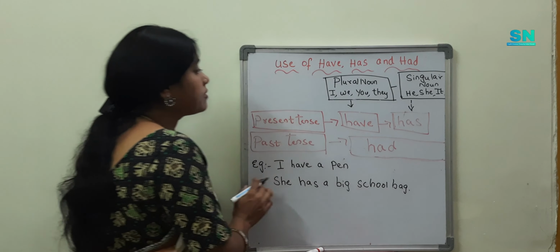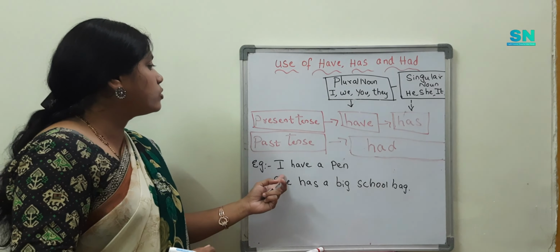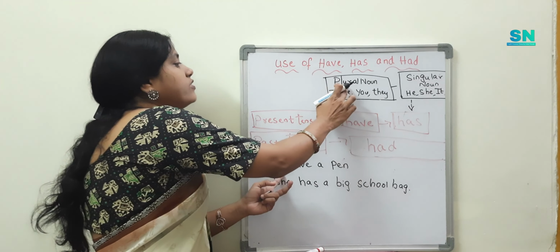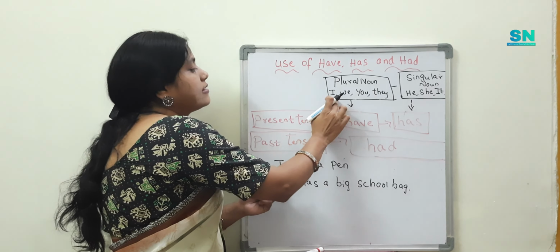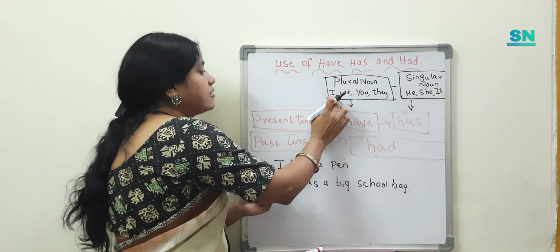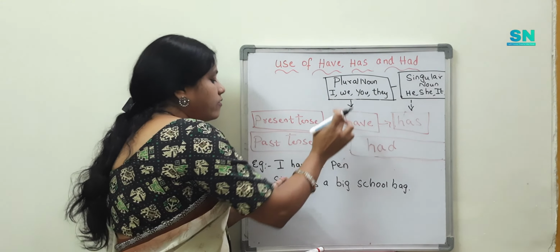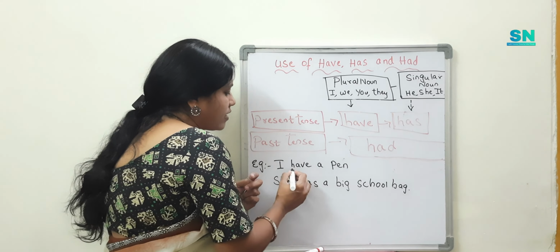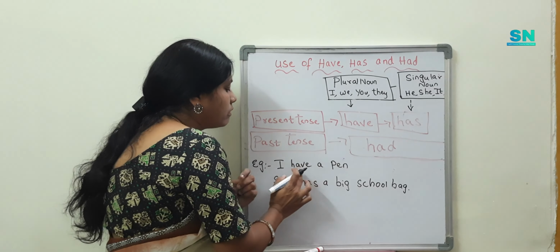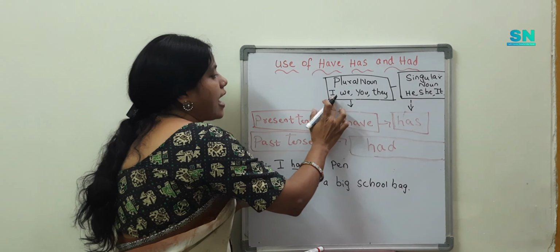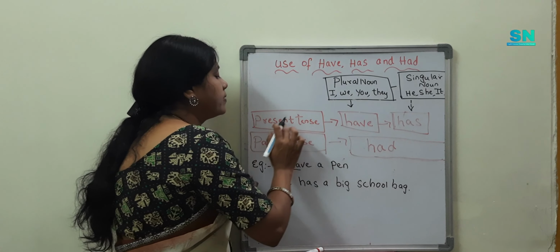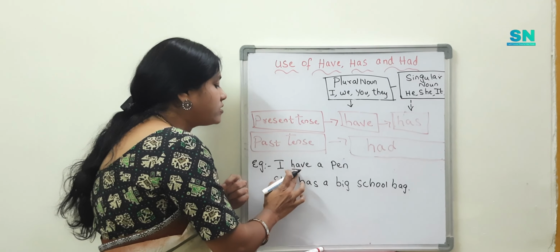So just look at the sentences. Here we use the word I. Which tense is the sentence in? Present tense, and it is in the plural form. When the sentence is in the present tense and the subject is I, we, you, they, then we should use have.